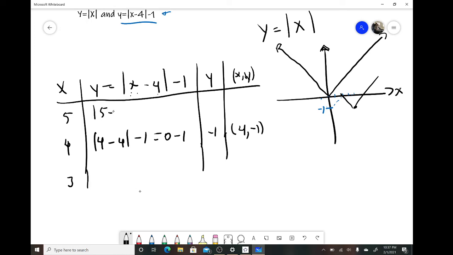So we have 5 minus 4 minus 1. 5 minus 4 is 1. The absolute value of 1 is 1. And 1 minus 1 is 0. So we have 5, 0 on that end.